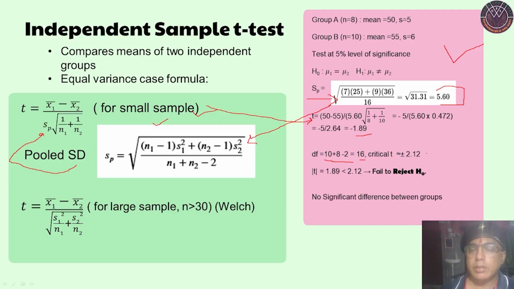And then you can see the table value. The table value is 2.12. Now you see the table value is more than the calculated value, so you will not be able to reject the null hypothesis. So you can say that the null hypothesis is true, and both the groups are the same, and mu1 and mu2 are equal. This confirms that there is no significant difference. So in that way you are calculating.